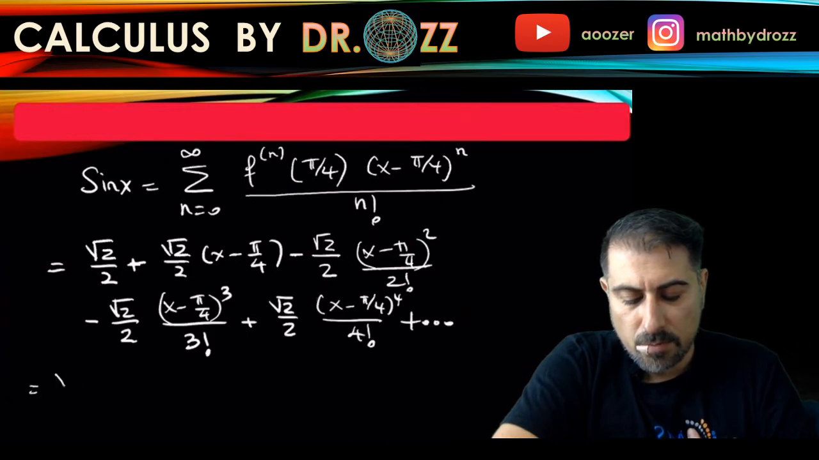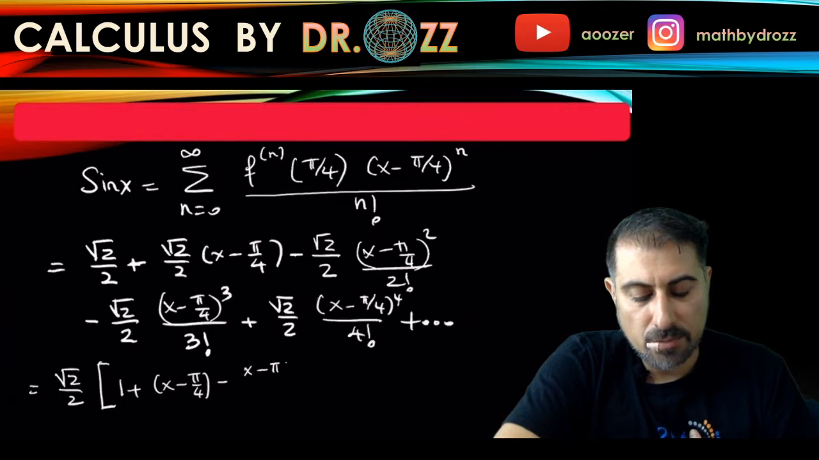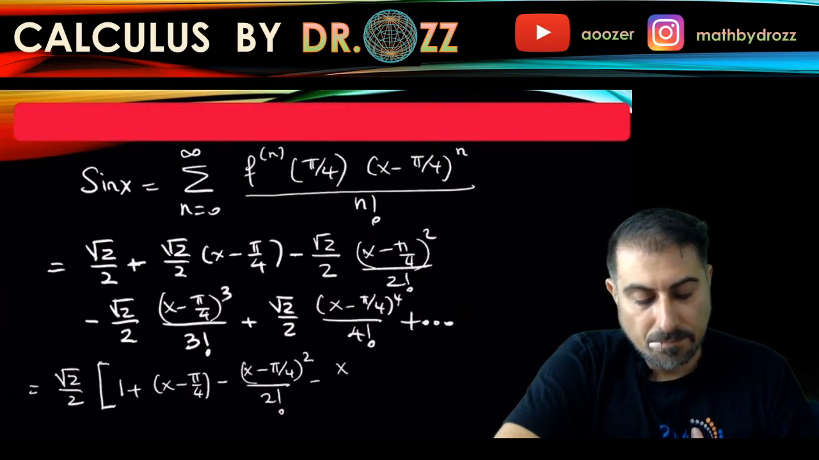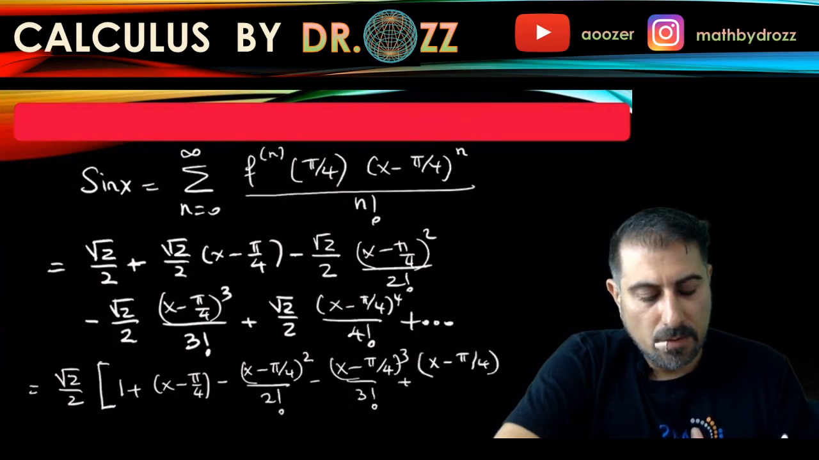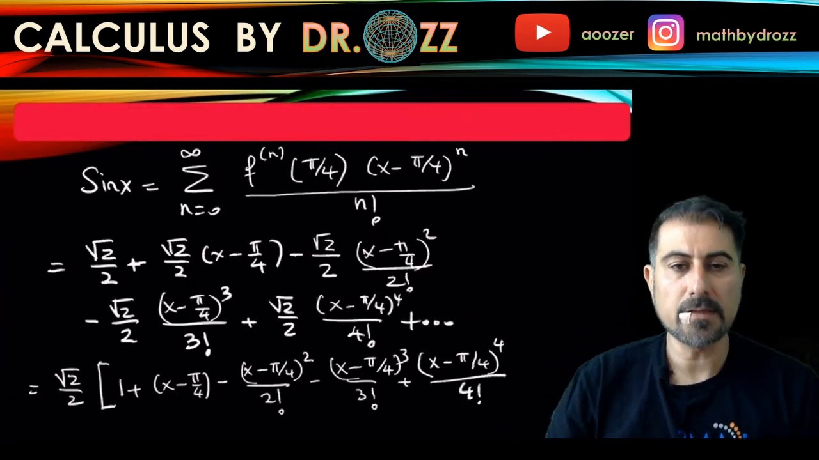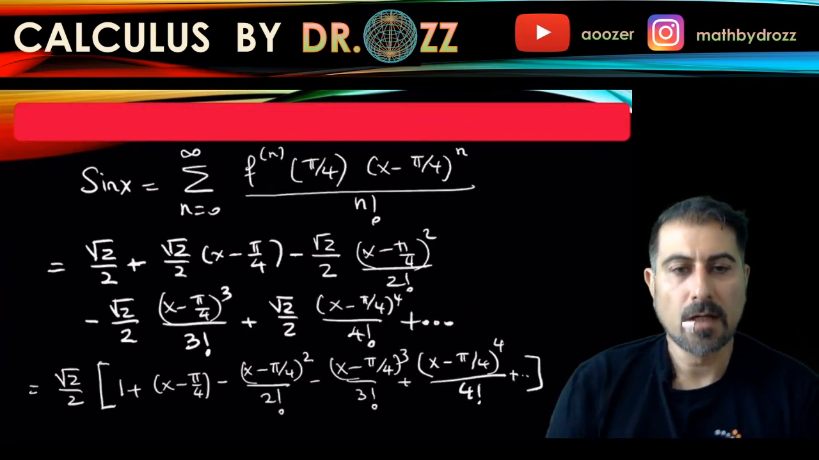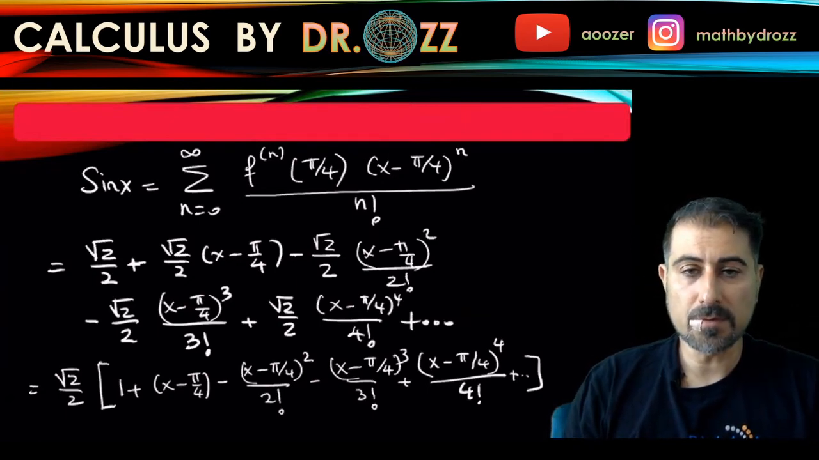So now I have 1 plus (x minus pi over 4) minus (x minus pi over 4) squared over 2 factorial minus (x minus pi over 4) cubed over 3 factorial, and then plus (x minus pi over 4) to the fourth divided by 4 factorial, and on and on and on again, because every single term starting from the very first term comes with radical 2 over 2, so we factored that out.